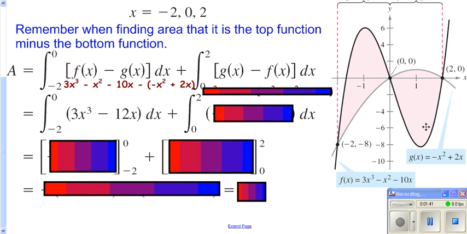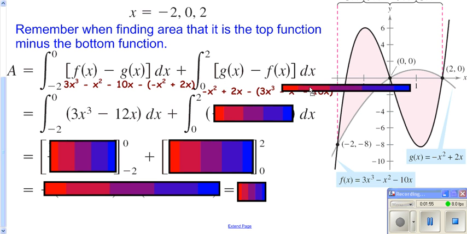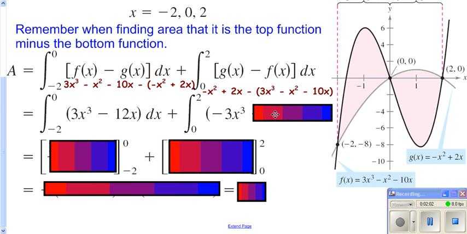Then we need to figure out this area over here on the right. So you're going to go from 0 to 2, so we're integrating from 0 to 2. You have to take the top function, which is your parabola, minus your bottom function, which is your cubic. So you take your parabola minus your cubic. And by the way, when you collect those like terms, once again, your x squareds drop.